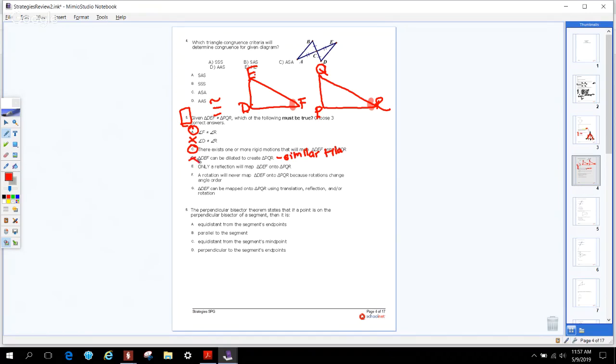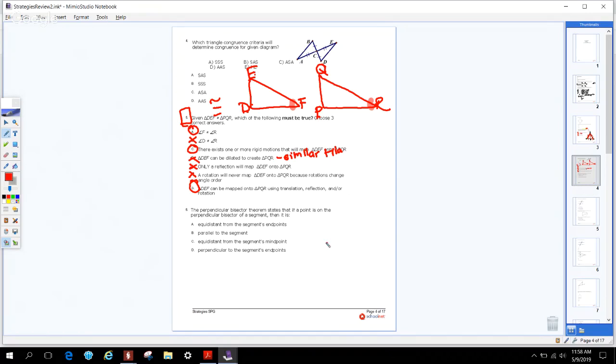Here it says only a reflection. Well, that's not true because it could be a translation. A rotation will never map. That's not true because rotations are isometries and preserve congruence. It says DEF can be mapped onto PQR using translation, reflection, and or rotation. That's true. So there you should have A, C, and G.